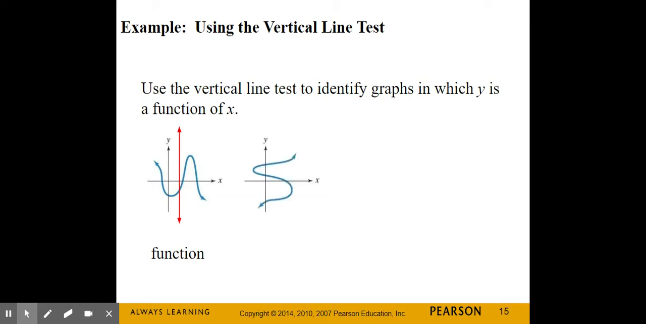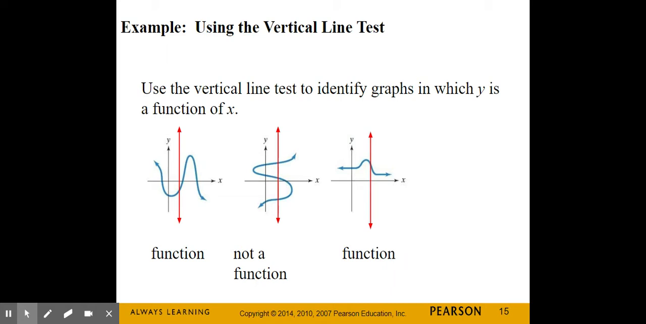On the contrary, if I draw a vertical line on this one, I will touch it more than once. So it's not a function. This one, if I draw vertical lines anywhere, I will not touch it more than once. So it is a function. For a circle, if I draw a vertical line, I will touch it more than once. So it is not a function.